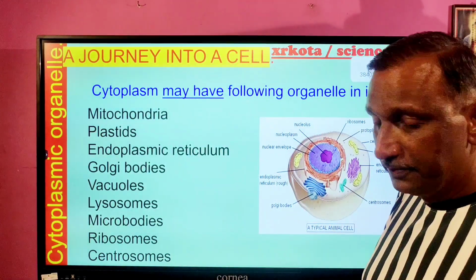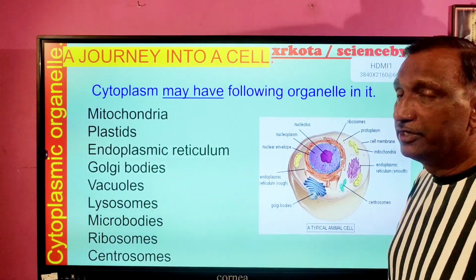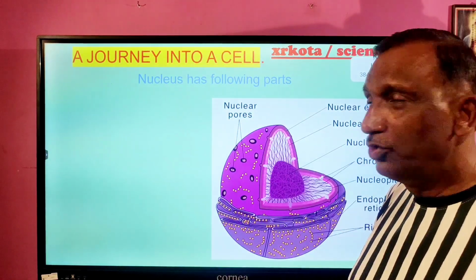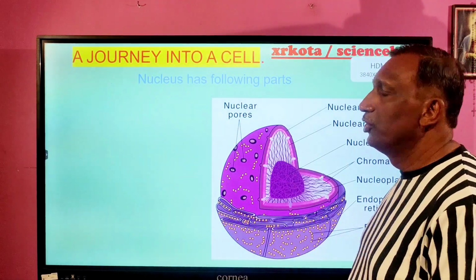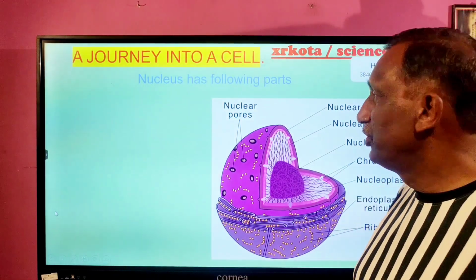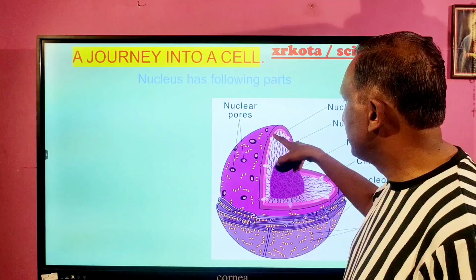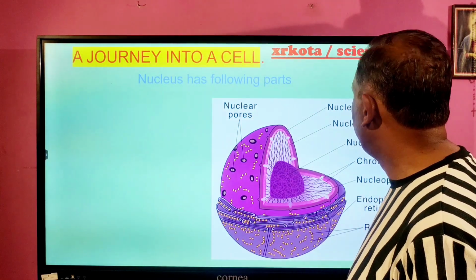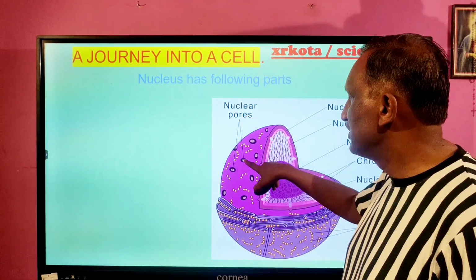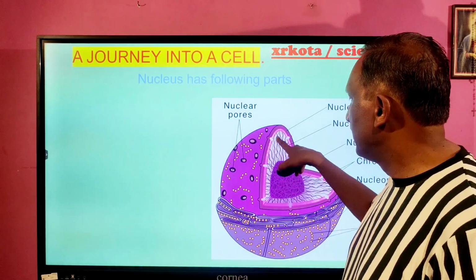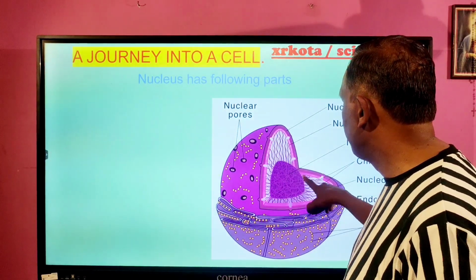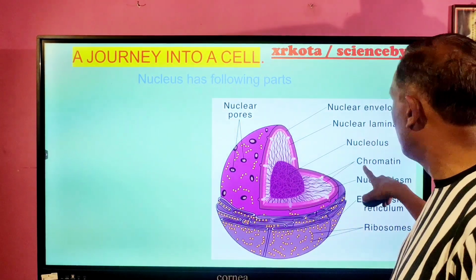Next we'll see, this is cytoplasm. Then we have to go into nucleus. So nucleus has the following parts. What are the parts which are found in the nucleus? The nucleus is covered by two membranes here, the outer membrane and the inner membrane, which collectively form the nuclear envelope. This will have a number of pores in it. Inside the nuclear membrane there is a fluid-like structure that is called nucleoplasm.